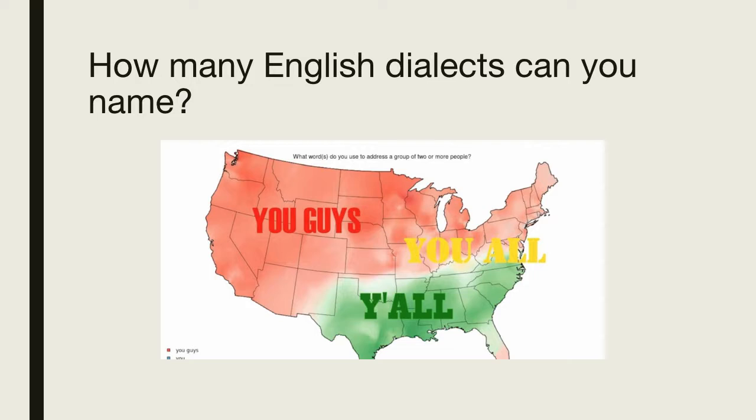In Texas or down south, most people say y'all to refer to a group of people. But here in Chicago, we say you guys. Those are just examples of dialectal differences. Neither is right or wrong. They're just different. They're dialectal differences.